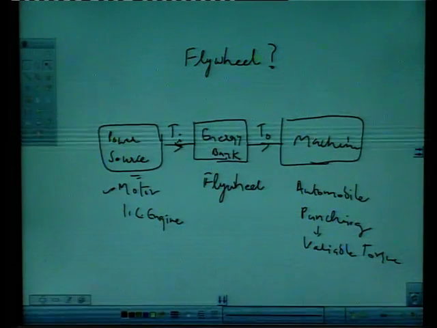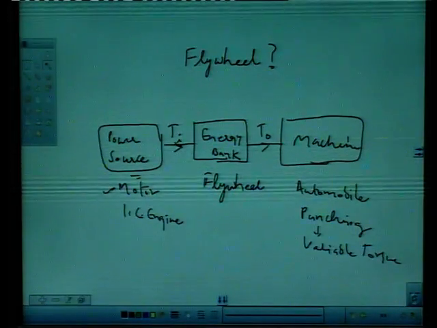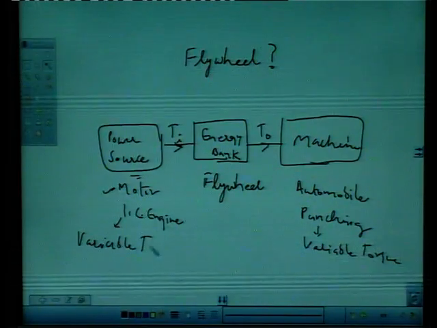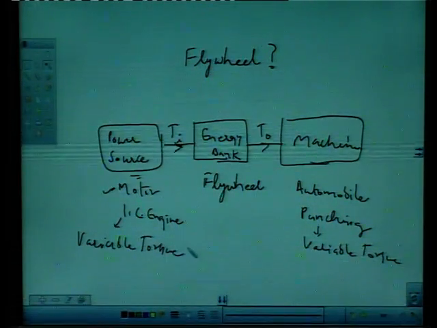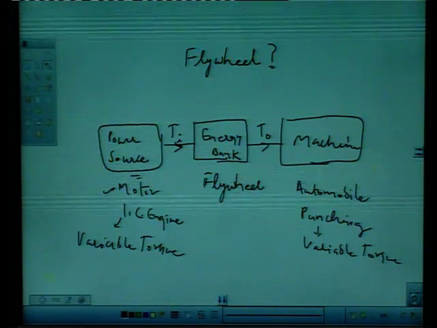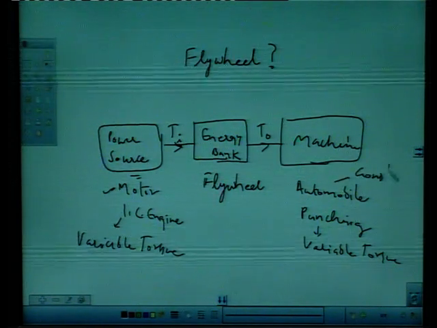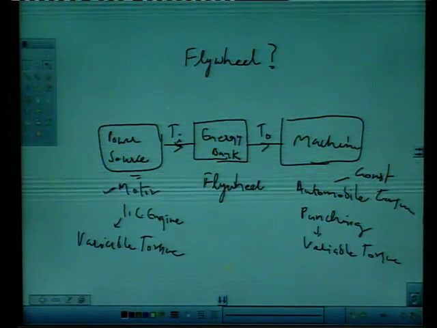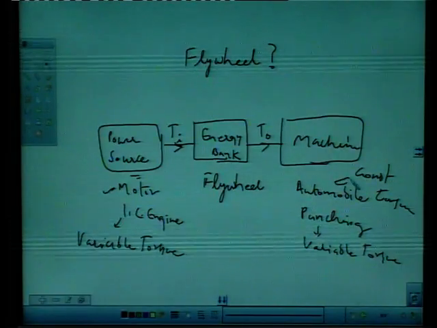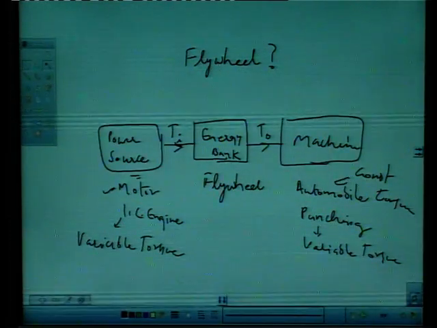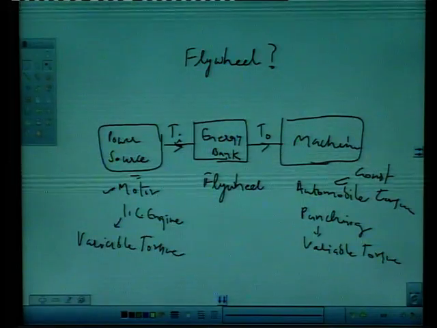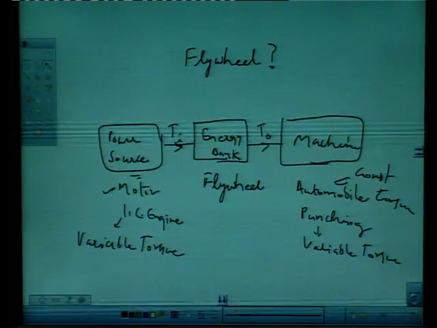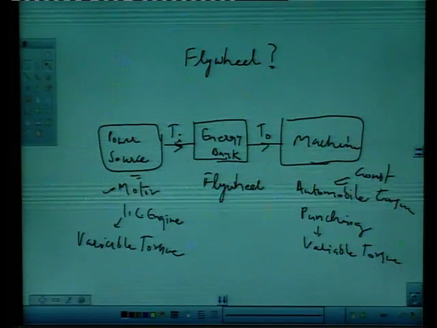Whereas in case of IC engine, we have a variable torque that is input to the flywheel, whereas in automobile we require a constant torque. So, what happens in case of IC engine? This supplies the variable torque to the flywheel, and because of the variation we require the torque at the automobile to be constant, and that is done by the flywheel.